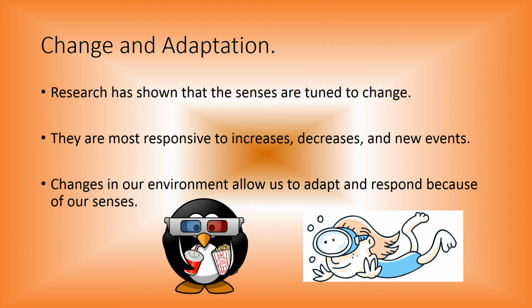Research has shown that the senses are tuned to change. They're most responsive to increases, decreases, and new events. And changes in our environment allow us to adapt and respond because of our senses. So, for example, when we go to a movie theater and it's dark, it takes a moment for our eyes to adjust to the blackness before we can see faces or seats or the steps to walk up to go find a seat. So that's an example of your eyes changing and adjusting. Your eyes are adapting to the change in the environment.